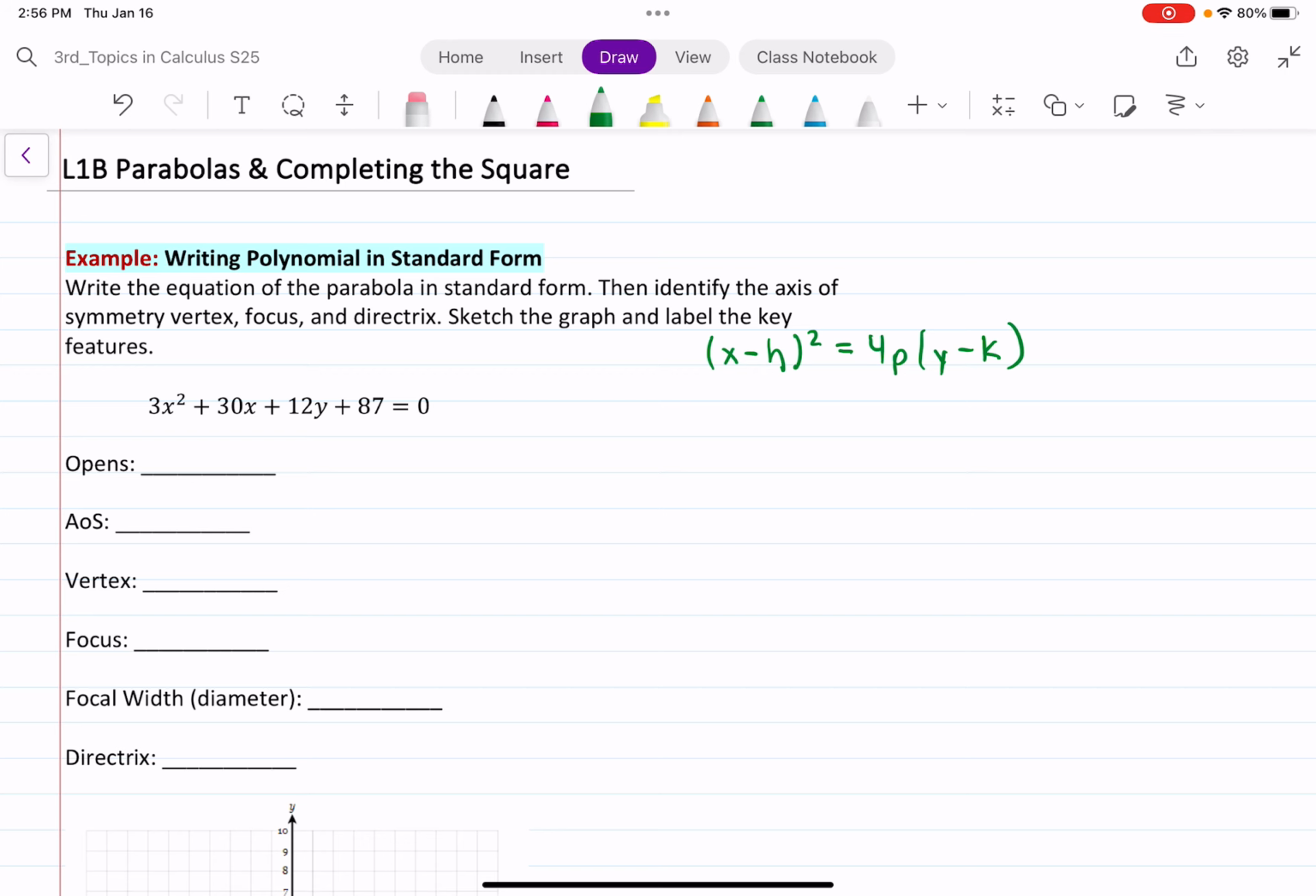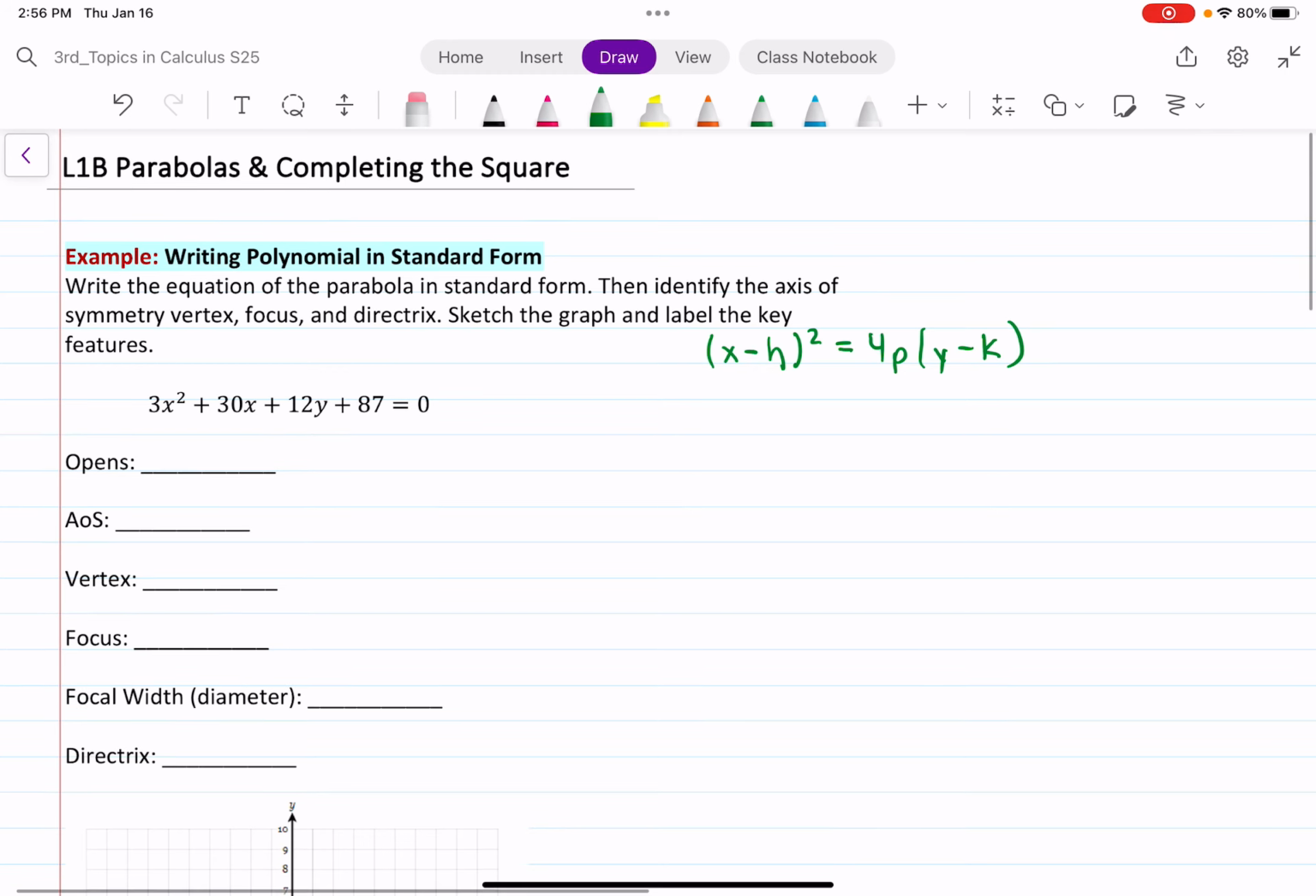So in order for us to get this in the complete square form, we need to get the one that needs to be completed the square by itself. So I need to get all the x values by itself. So that means I'm going to write 3x squared plus 30x. And then I'm going to move anything that's not an x to the other side. So minus 12y and minus 87.